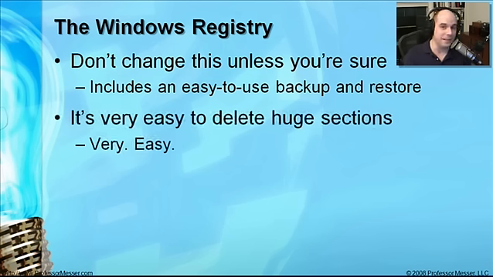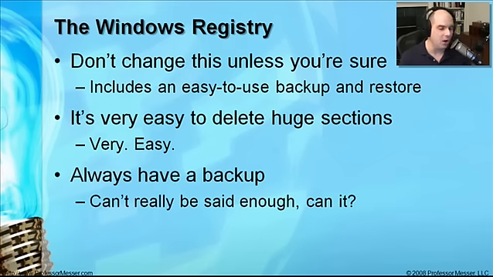It's also extremely easy. When you hit the delete button in the registry, it just deletes it immediately. There's no going back. There's no undos associated with that. You can delete huge sections of the registry very, very easily. And I only mention this because I have deleted huge sections of the registry very, very easily and not really meant to do that. I've had to do installations of the operating system all over again because I completely removed huge sections that I really wasn't intending to. So be very careful. Always have a backup of this information. Always have a backup of what's on your hard drive. I can't really say it enough, can I?